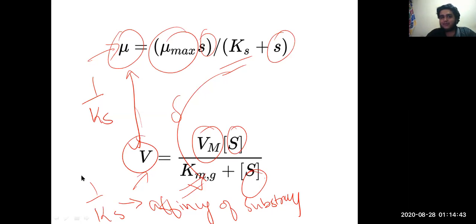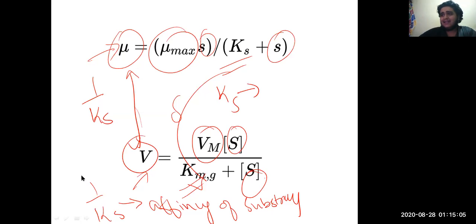But this affinity purely is based on the enzymatic mechanism that metabolizes that substrate, right? So I can say that 1 by Ks is taking us very close to the enzymatic mechanism, and that again merges these two equations together, right? There are a lot of explanations about Ks.